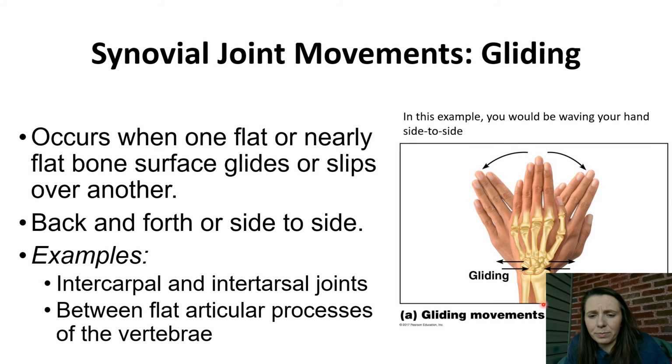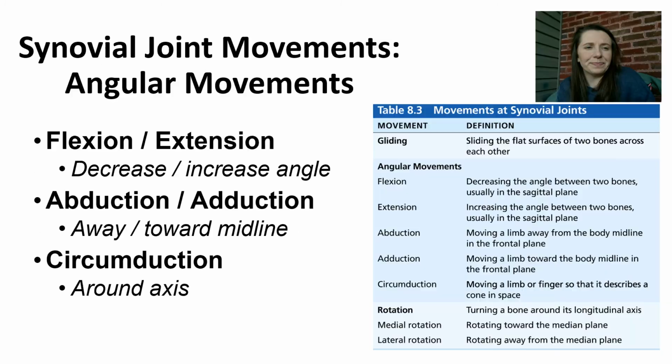And so here's gliding movements showing the intercarpals. In this scenario, you would be waving your hand side to side, kind of in that motion. And your carpals are essentially just sort of sliding back and forth.